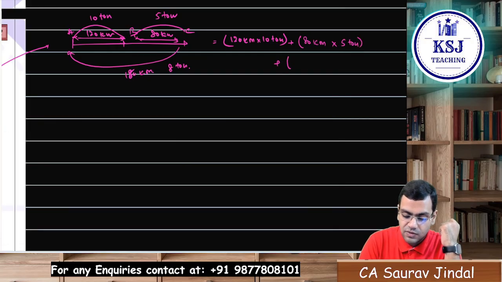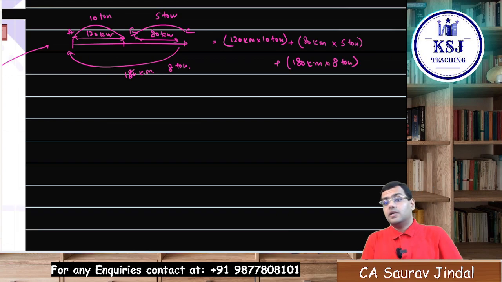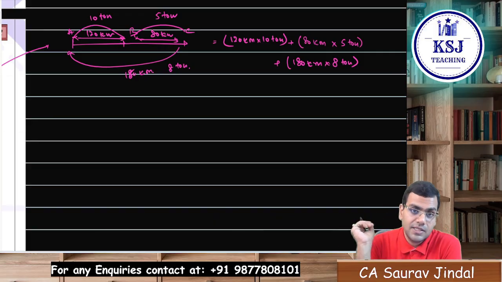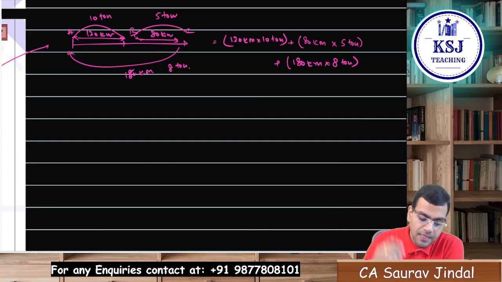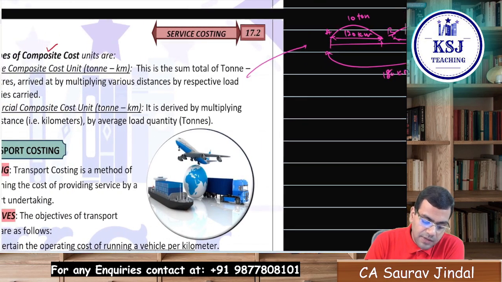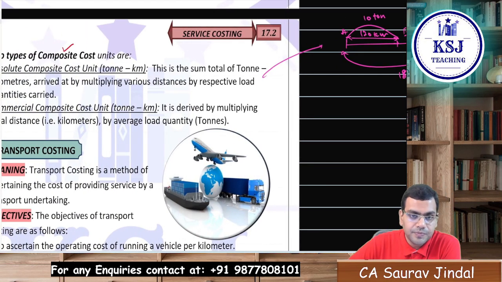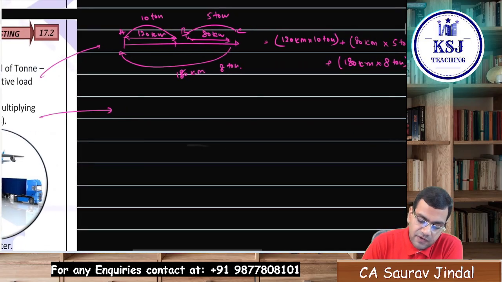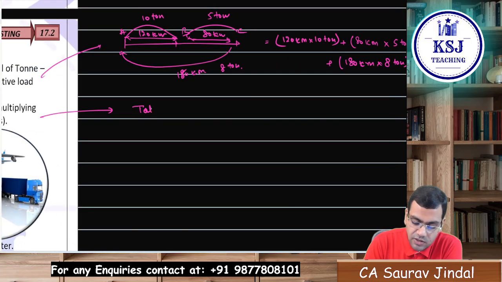For the next 180 kilometers, what is the load carried? That is 8 ton. This will give you the absolute composite cost unit, that is, the ton kilometer, right? Now, what is the commercial composite cost unit? For the commercial composite cost unit, what is the total distance traveled?